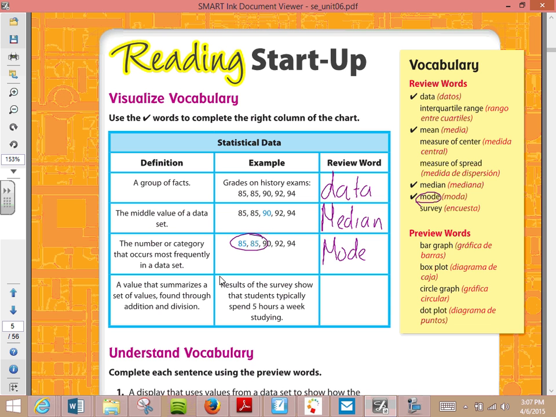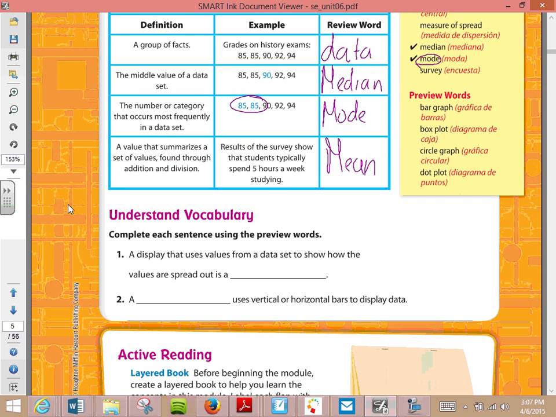All right, the last one, a value that summarizes a set of values found through addition or division. Mean, right? So this is a perfect example of your grades. I grab all your grades, all your values, I add them all up, and then I divide it by the amount of grades you have, and that gives you your average. What I just gave you a while ago, that's the mean of your scores. Good. You should have learned this last year. I hope this is a good refresher.